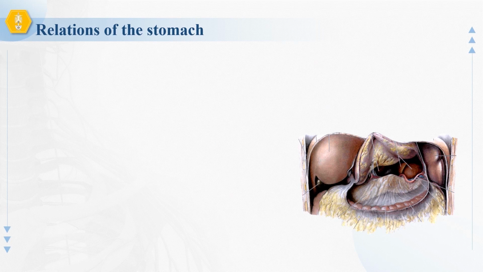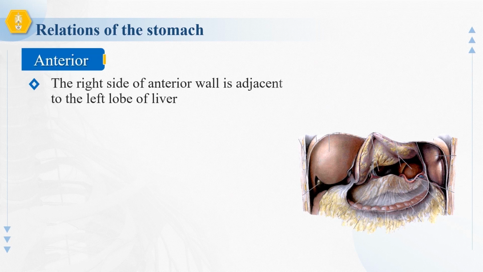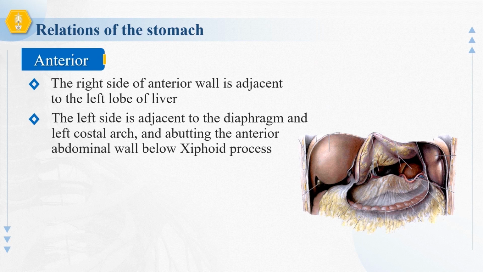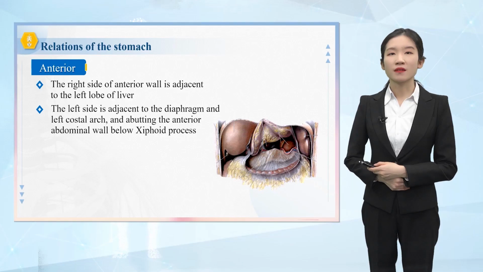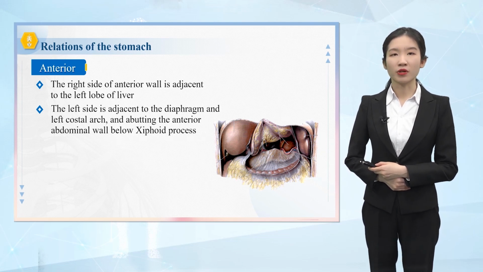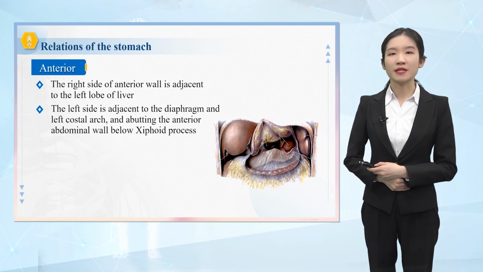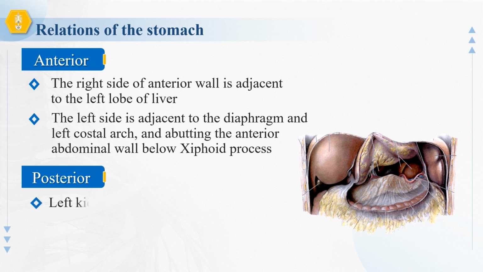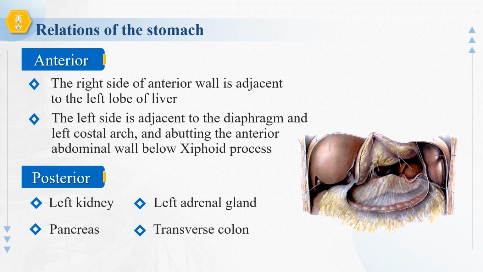Now let's talk about the relations of the stomach. Anterior. The right side of the anterior wall is adjacent to the left lobe of liver. The left side is adjacent to the diaphragm and left costal arch, and abuts the anterior abdominal wall below the xiphoid process. The posterior wall is adjacent to the left kidney, left adrenal gland, pancreas, and transverse colon, etc.